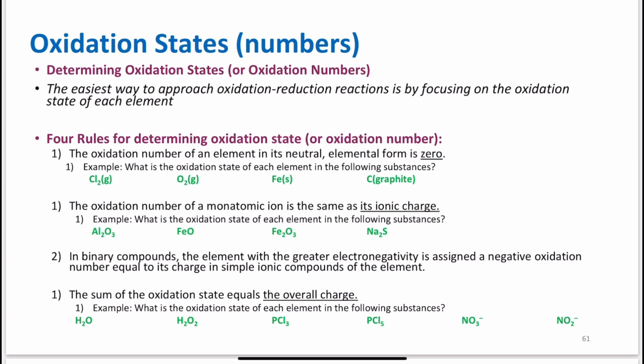You can see Cl2 here. Cl2 is one of your diatomics. Oxidation number is 0. O2 is a diatomic as well, 0. Fe solid, iron in the solid form, 0. It's its most stable state. Carbon graphite, 0. Okay, these are all the most stable states of these species.